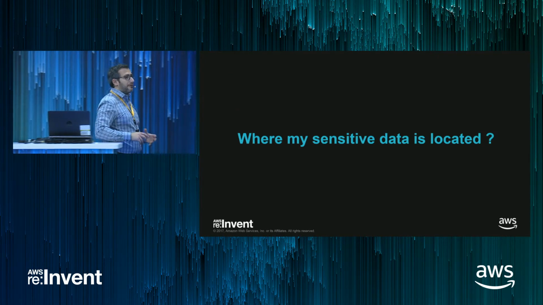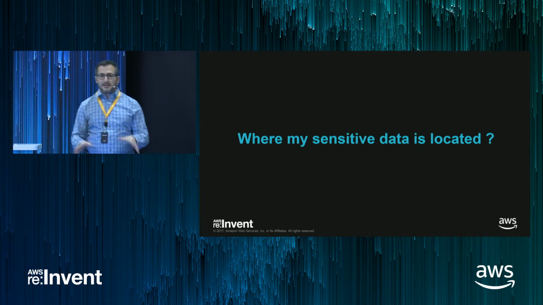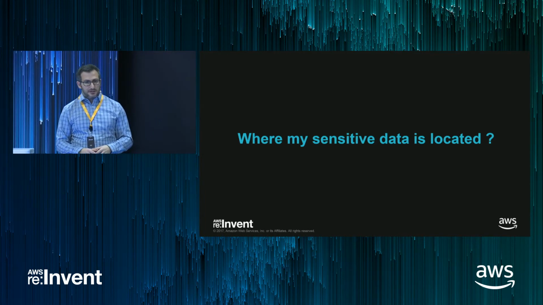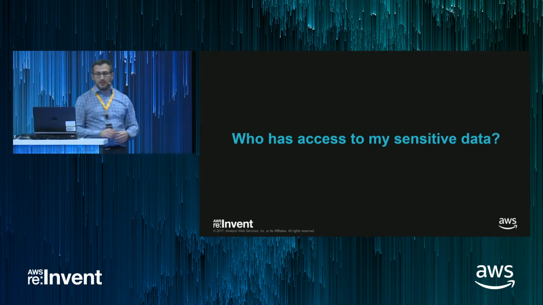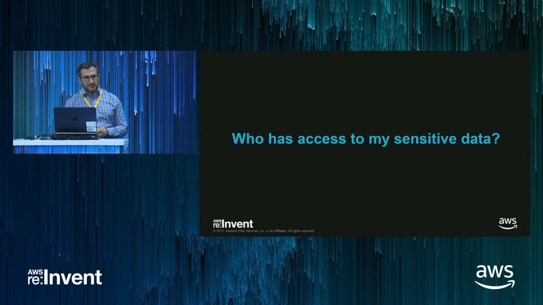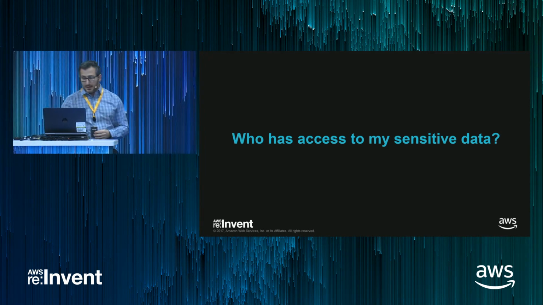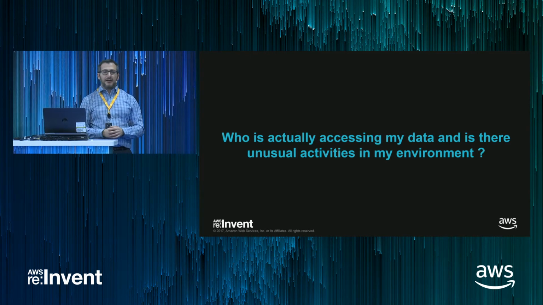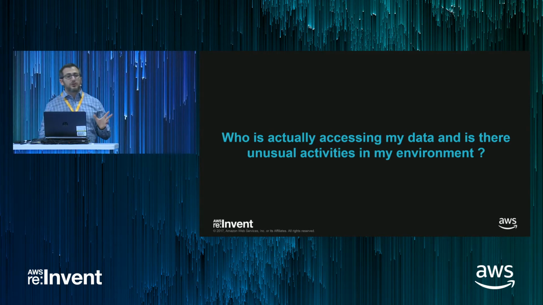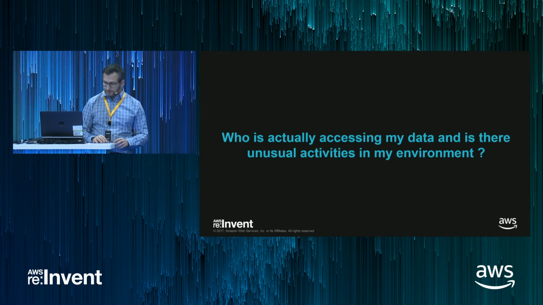So here are the questions that Macie helps you to answer. Where is my sensitive data located? By doing the whole classification. The second question is, who has access to my sensitive data? By analyzing all the IAM policies and ACL policies. And finally, who is actually accessing my data, and are there unusual activities in my environment? And that is done by analyzing all the CloudTrail events.